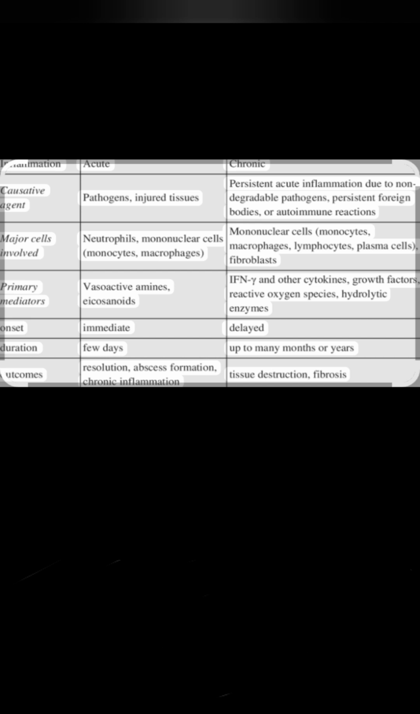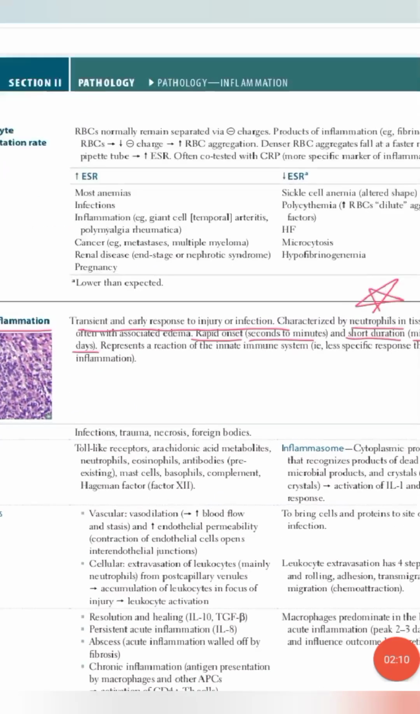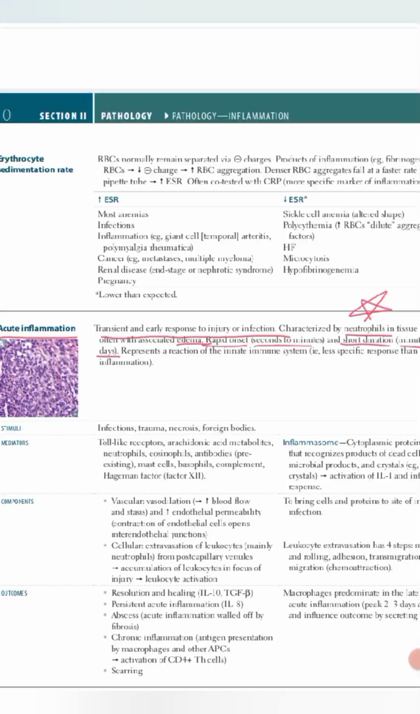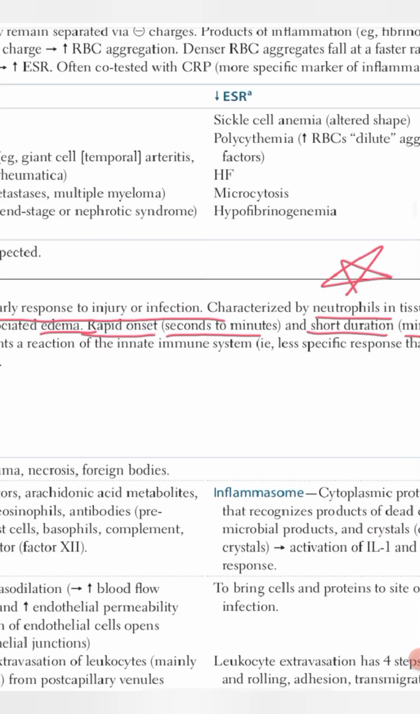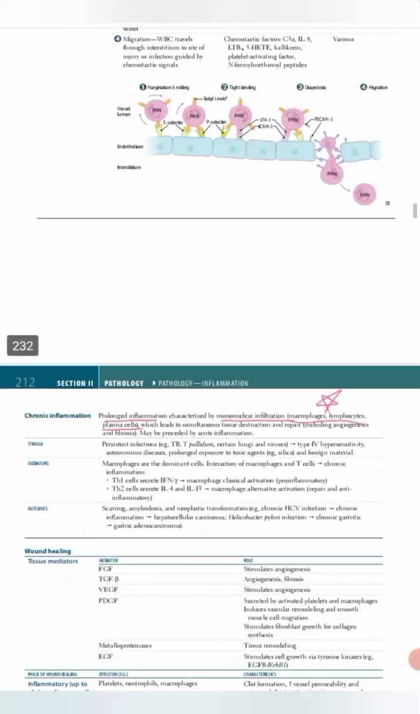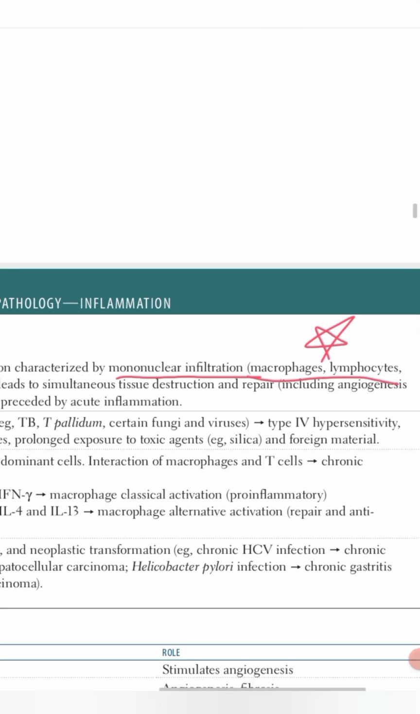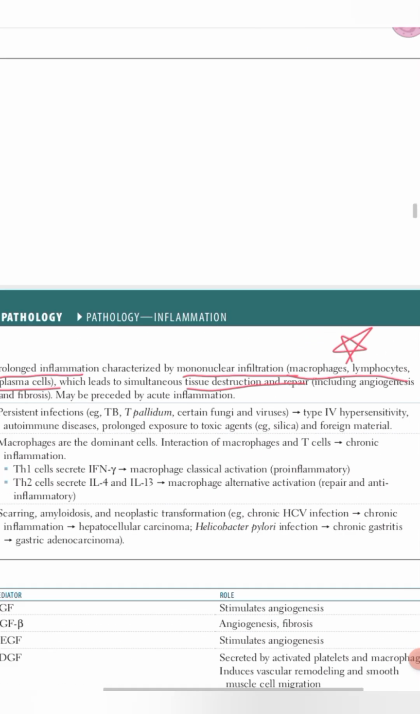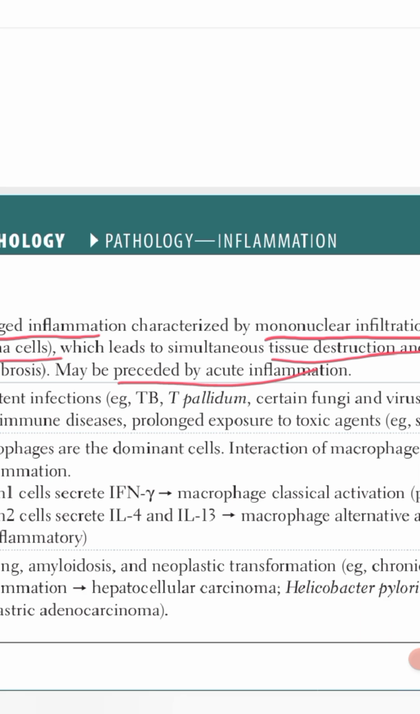And duration: in acute inflammation it lasts for a few days, while in chronic inflammation it lasts up to many months or years. Acute inflammation can also be associated with edema, and it represents a reaction of the innate immune system, and it is a less specific response than chronic inflammation. While chronic inflammation leads to simultaneous tissue destruction and repair, which includes angiogenesis and fibrosis, and it may be preceded by acute inflammation.